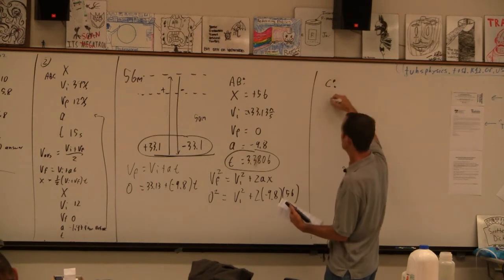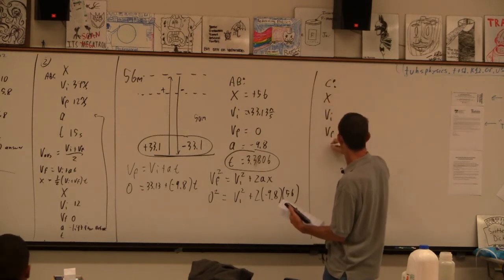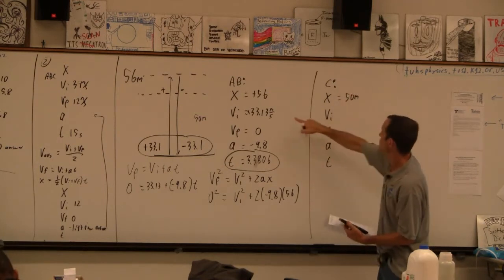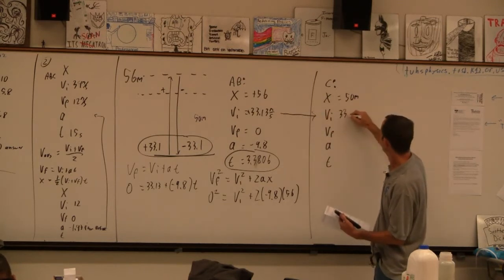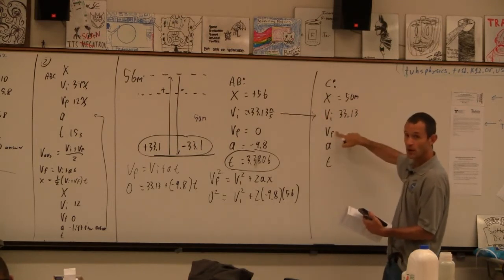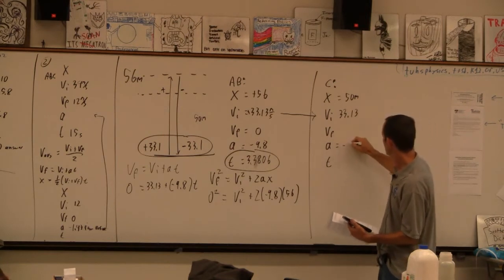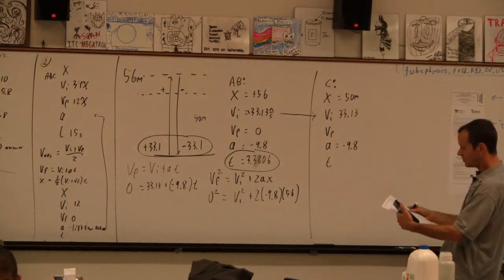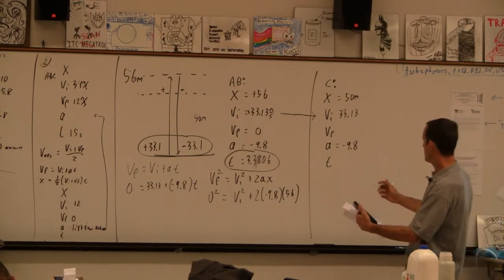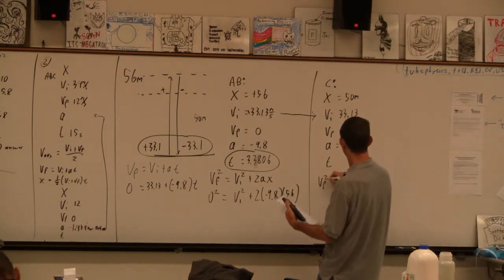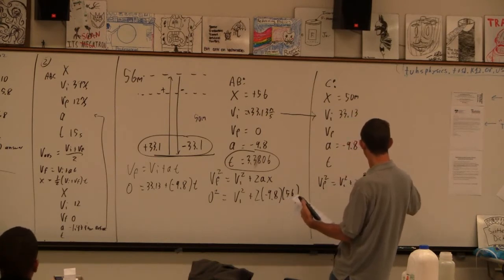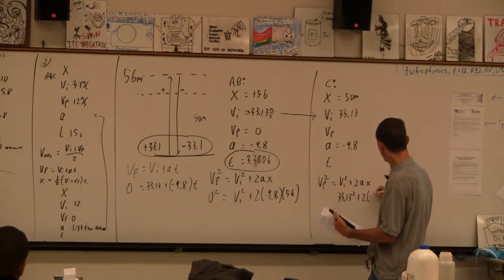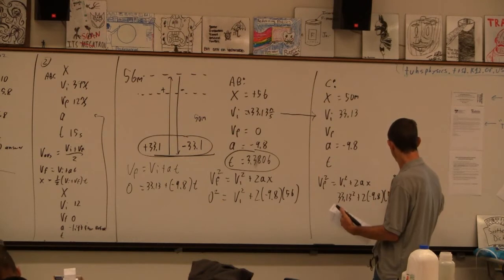Okay, for C, we know this. I believe we know that the displacement is 50 meters. We know the initial velocity is the same. We don't know the final, it's not 0, because we're not at the top. But we do know we're on Earth, and now we know 3 things. And then it says what two possible velocities. I would use V final squared is V initial squared plus 2AX. So 33.13 squared plus 2 times negative 9.8 times 50.